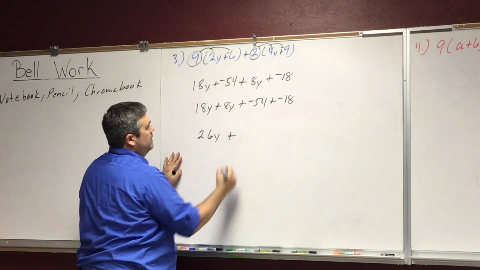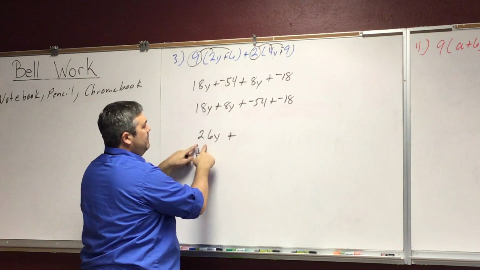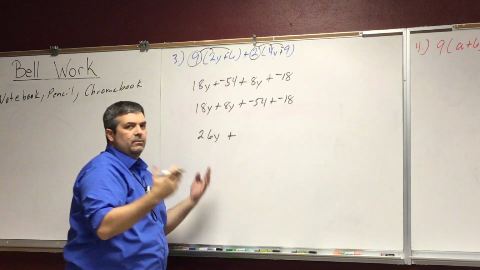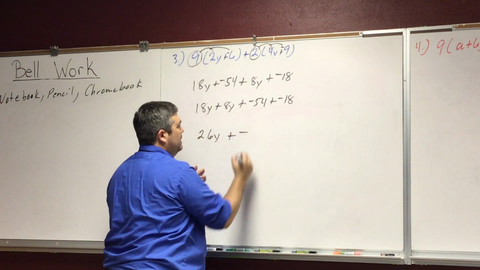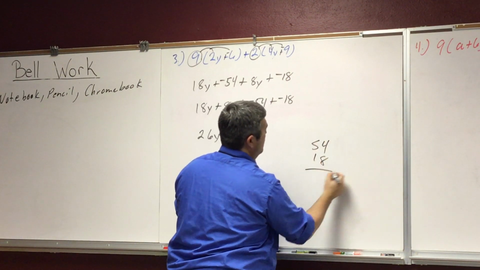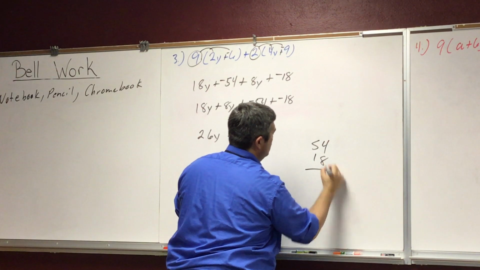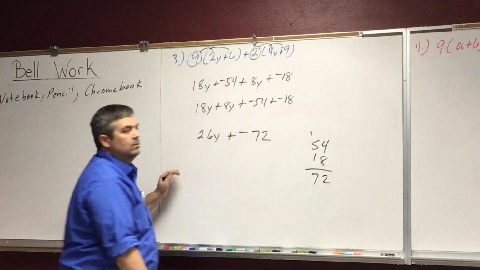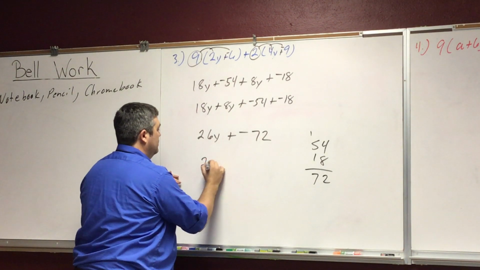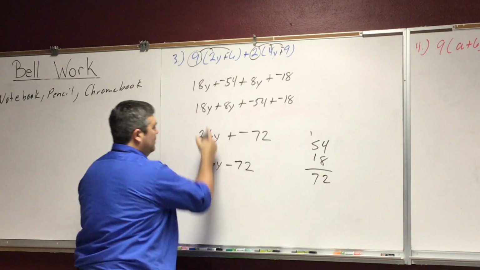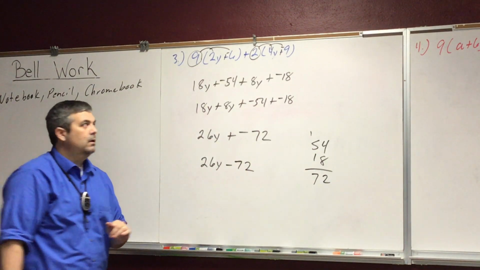26y plus, again, signs are the same. Add them together, keep the sign. Signs are the same. Add them together, keep the sign. So I know this is going to be negative. See if I can do this right this time. 8, 9, 2, get 1, 72, 72. All right, then 26y minus 72, either one of those. Okay, either one of those.